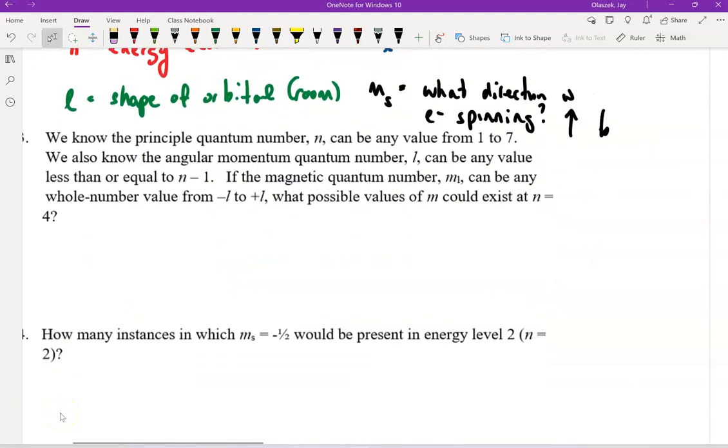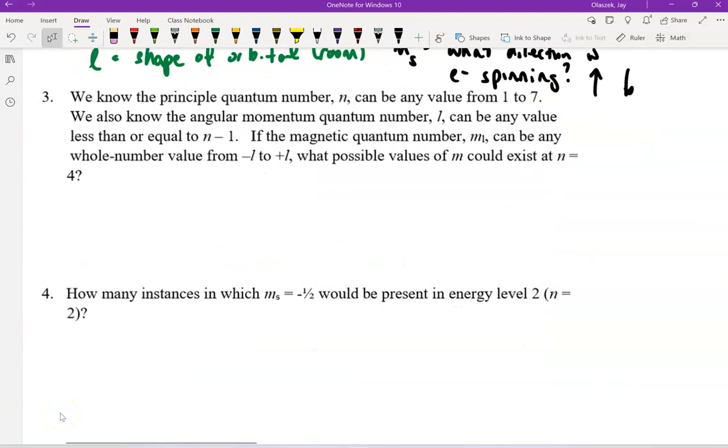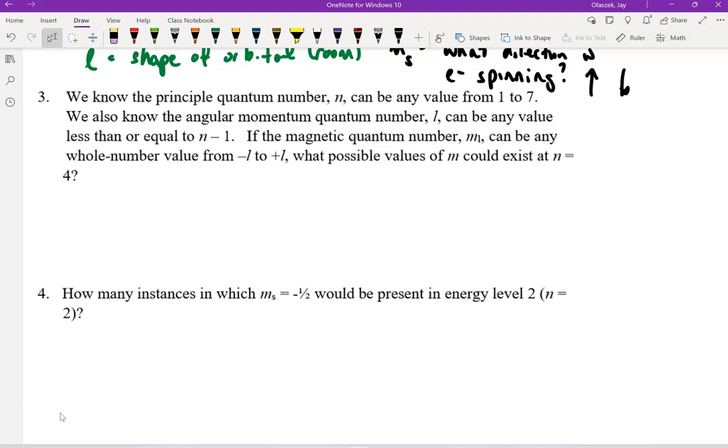So now that we know how those work, let's take a look at question number 3. It says we know the principal quantum number N can be any value from 1 to 7, and we also know that the angular momentum quantum number L can be any value less than or equal to N minus 1 all the way down to 0. If the magnetic quantum number M sub L can be any whole number value from negative L to positive L, what positive values of M sub L could exist at energy level N equals 4?